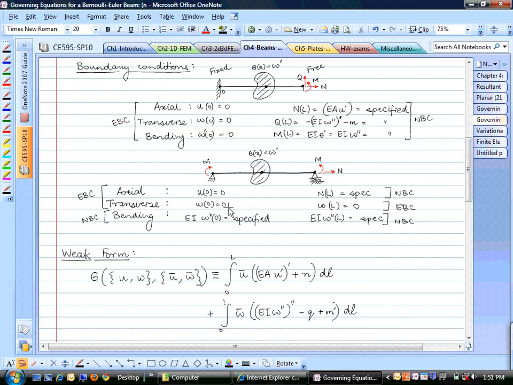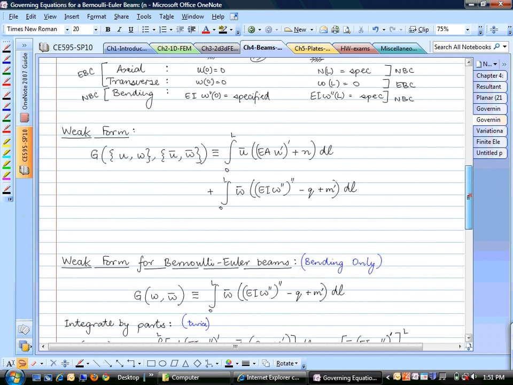Your W is 0 at 0, W at L is 0. You have specified that the vertical displacement is 0. In addition, you need to specify the moment. What is the applied moment at 0? What is the applied moment at L? So that's the simply supported beam.